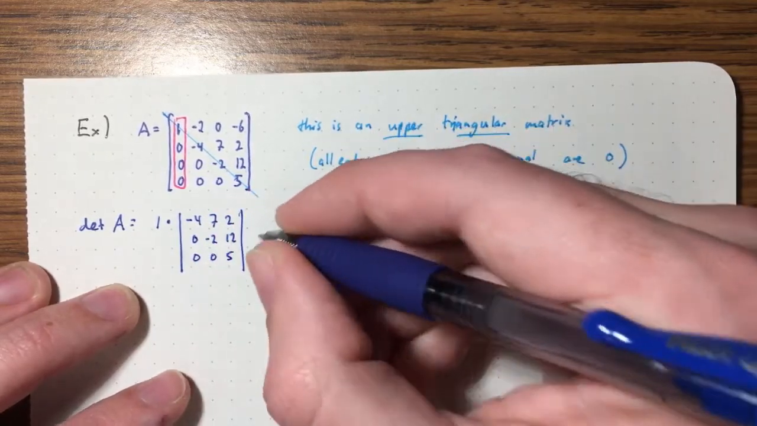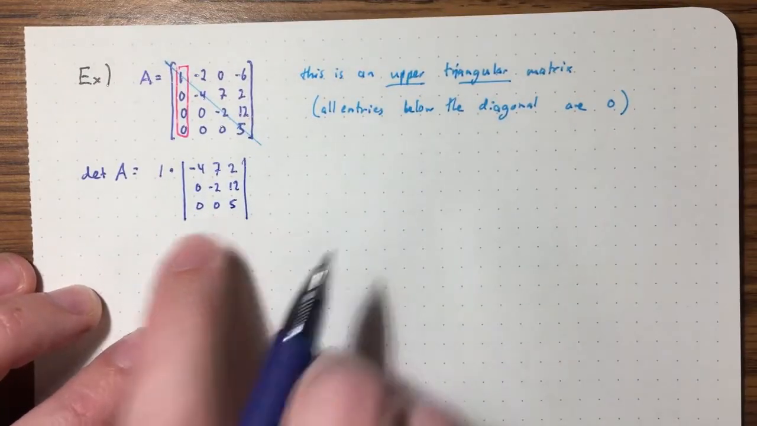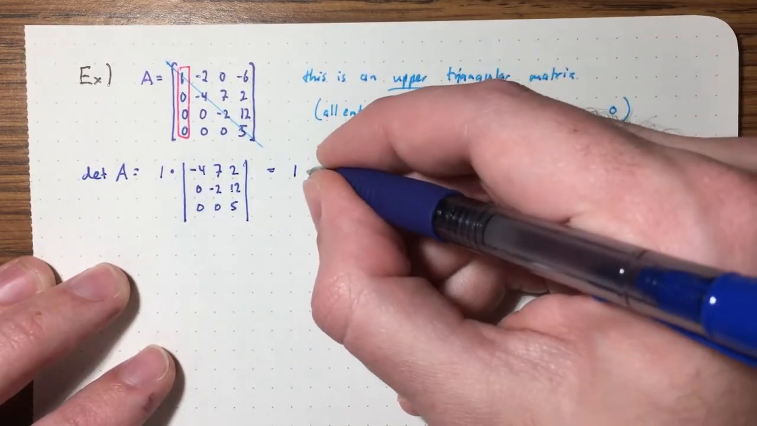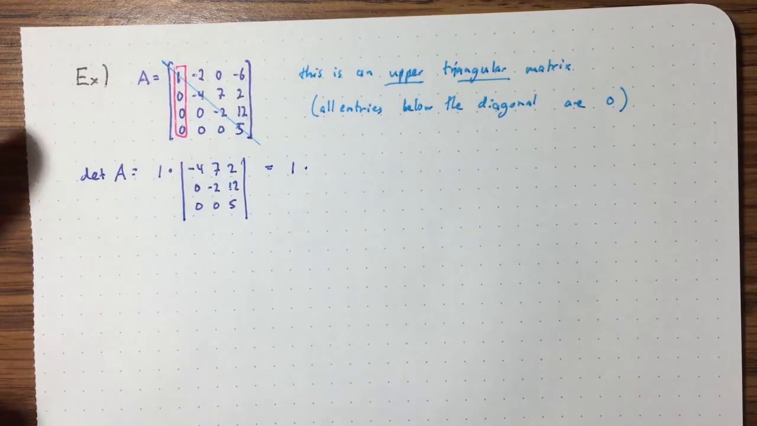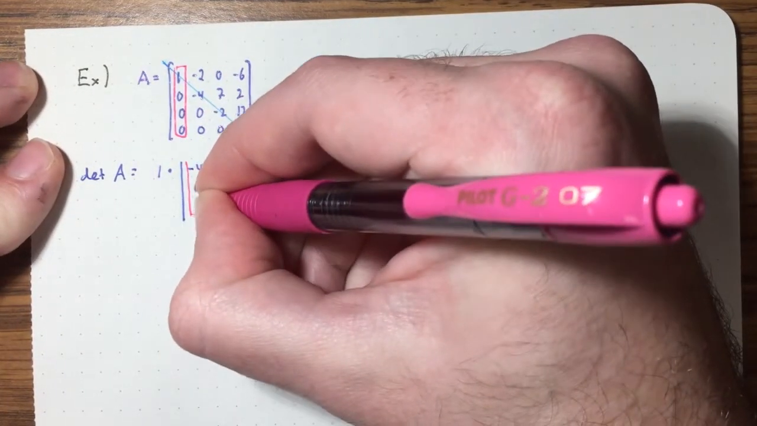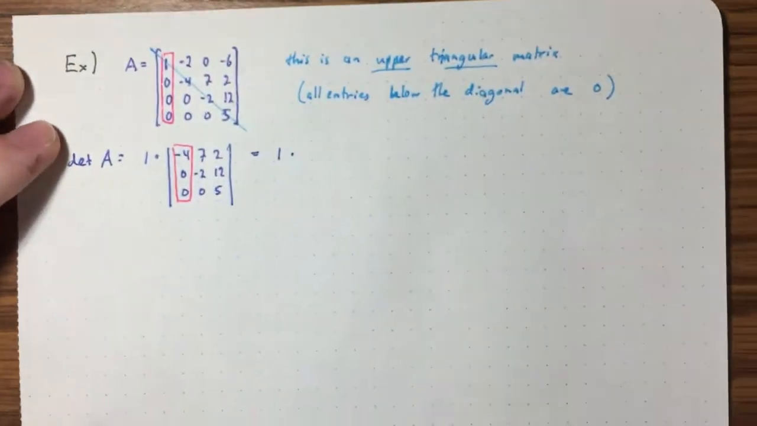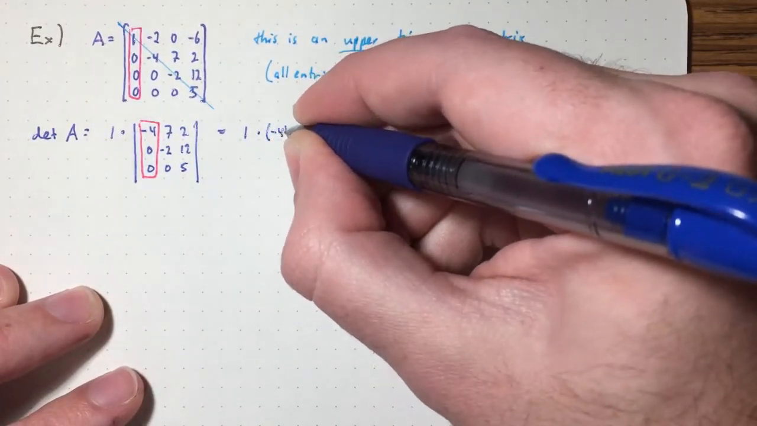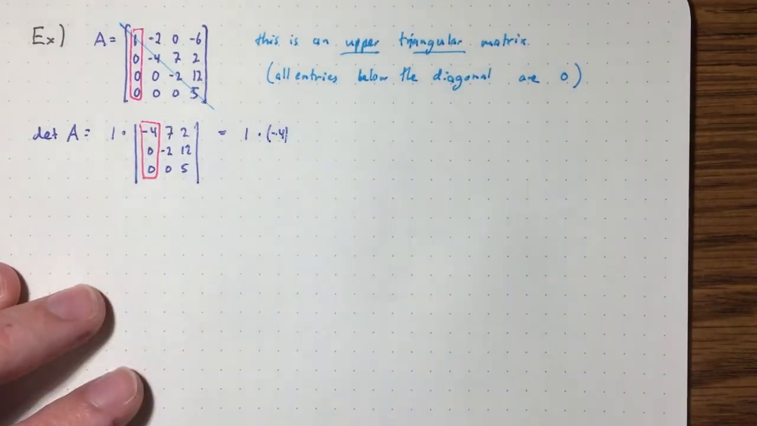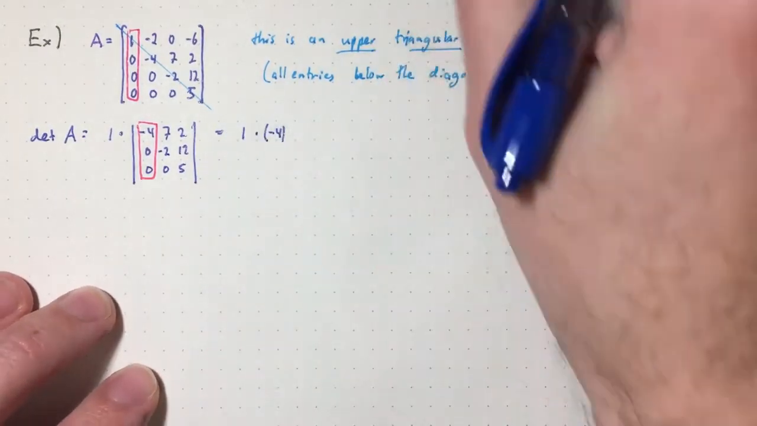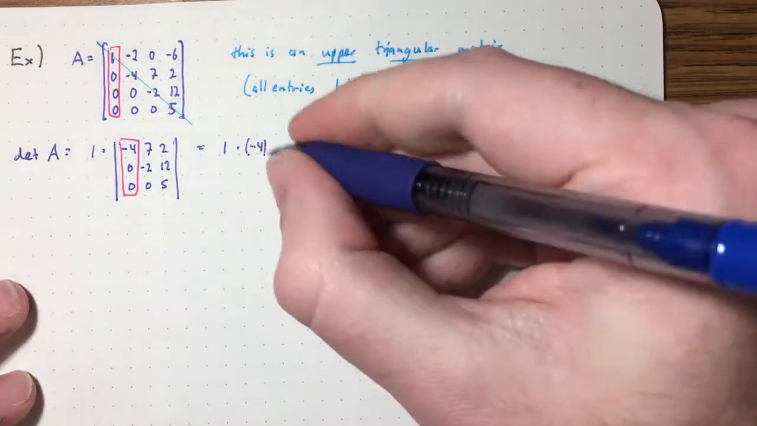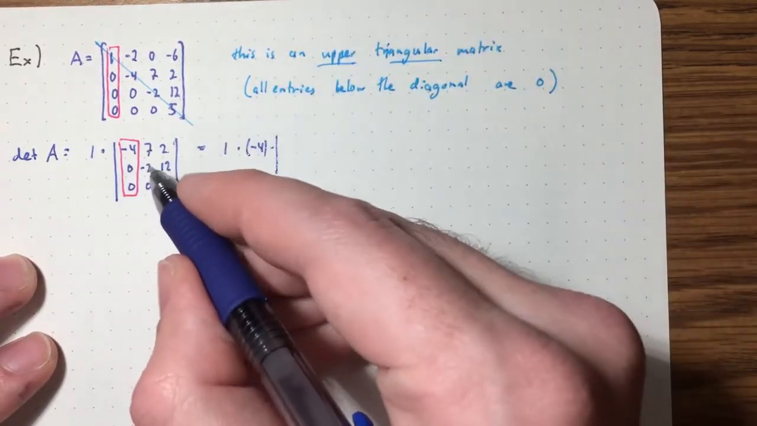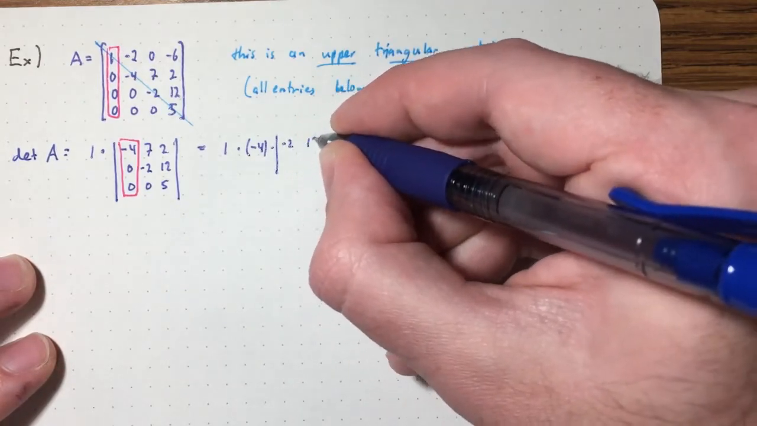Now we have a new determinant problem. What's the determinant of that 3 by 3 matrix? It's going to be 1 times. Again, let's expand along this first column. So it's 1 times this -4. Again, that -4 is in the top left entry, so it's going to have a plus sign in the cofactor. So -4 times a determinant of this 2 by 2 matrix.